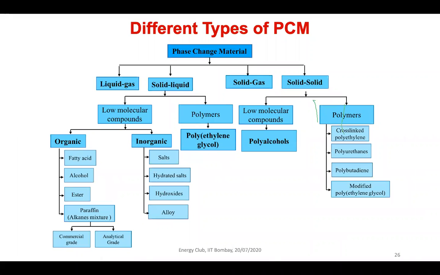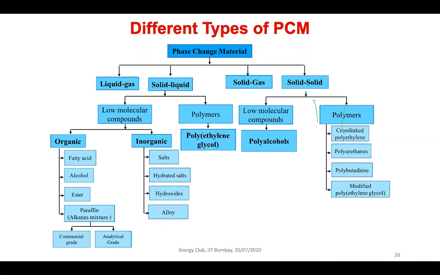Now, depending on the type of phase change, there are types like liquid to gas, solid to liquid, solid to gas, and solid to solid. Mostly what we use in thermal energy storage are solid to liquid or solid to solid phase change. But we don't use much liquid to gas and solid to gas, because when you use a gas phase transformation, there will be a problem of storage, as gas requires more volume to store. So that's why we only concentrate on solid to liquid and solid to solid.